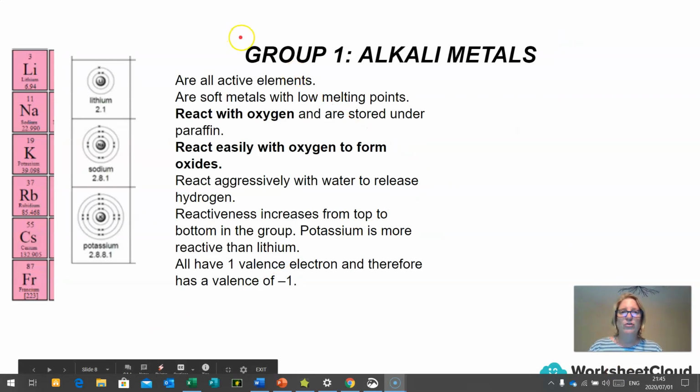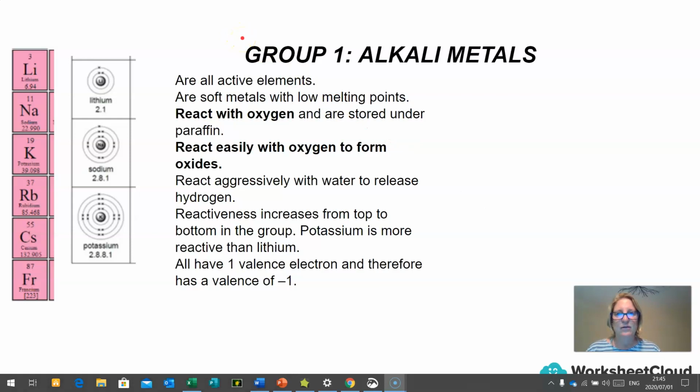If we just have a look at the group 1 alkali metals, they are all active elements. They are soft metals with low melting points. They react with oxygen, so we store them under paraffin, but they react very easily with oxygen, and when they do, they form an oxide.